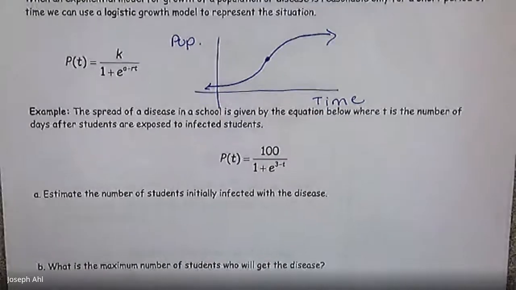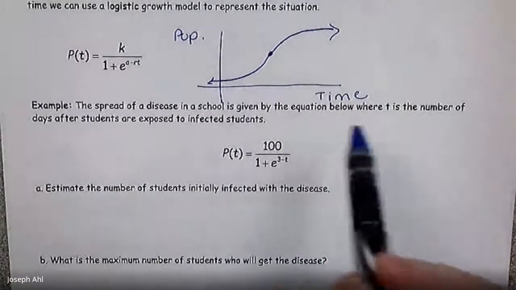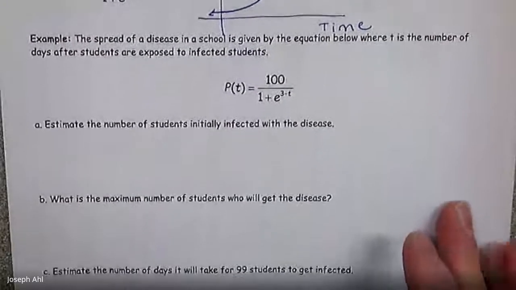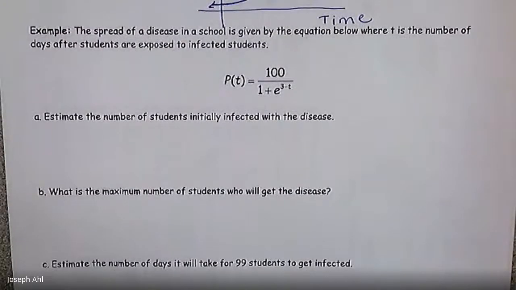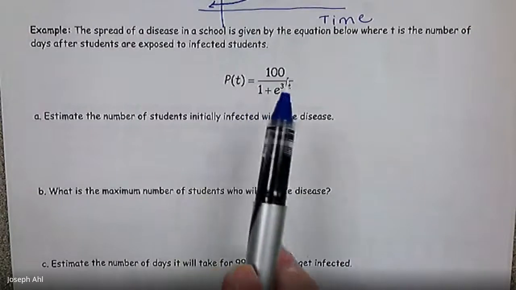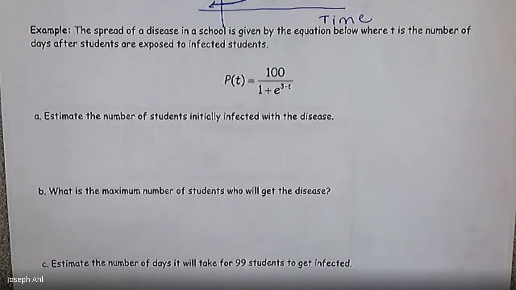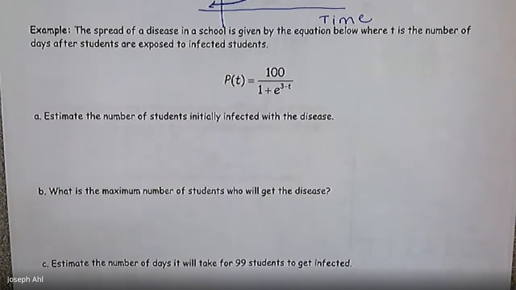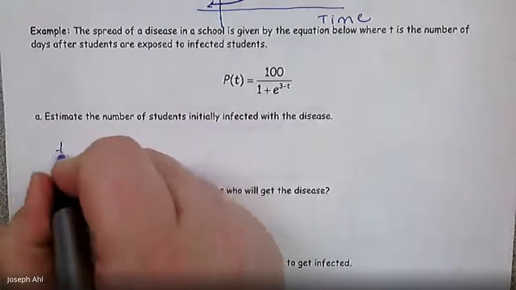So it says in the example, the spread of a disease in a school is given by the equation below, where t is the number of days after students are exposed to infected students. So we get the model P of t equals 100 over 1 plus e to the 3 minus t power. Estimate the number of students initially infected with the disease. So the initial infection is going to be when time equals 0.